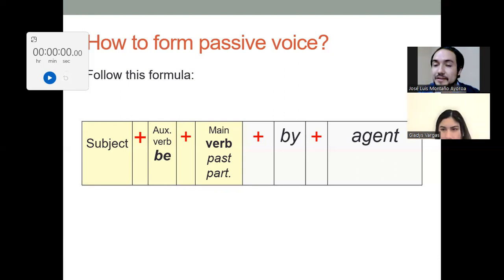So I'm going to repeat the idea. All right, it was this. All right, let me repeat. The principal has been writing the new rules for our school, right? The principal has been writing the new rules for our school. So how could the passive voice for that one be? It's a little bit more complex.